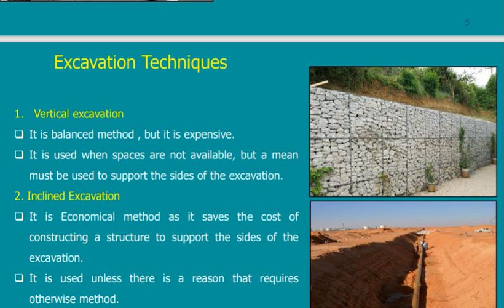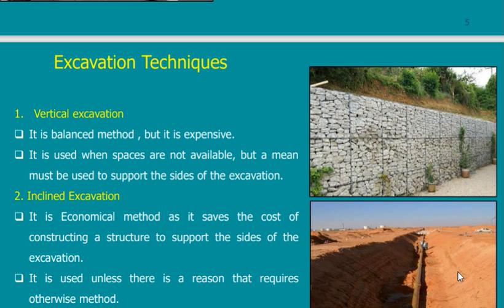Say I need to put this pipeline in the desert. The land is open, so I will just drill, and I will keep the side slopes sloping like this. This is what I mean by slope stability. This slope here is stable, because after drilling, this is what it reached.